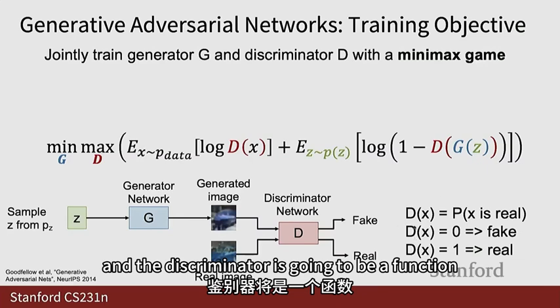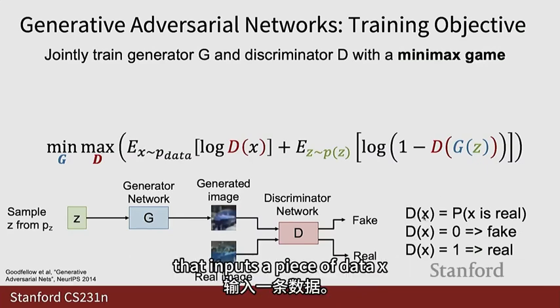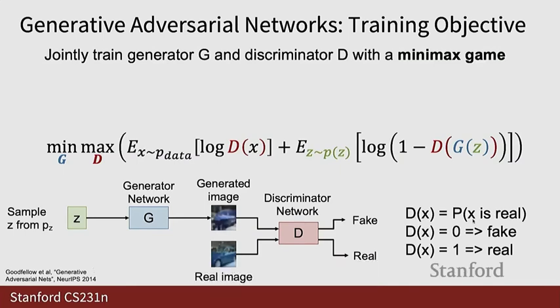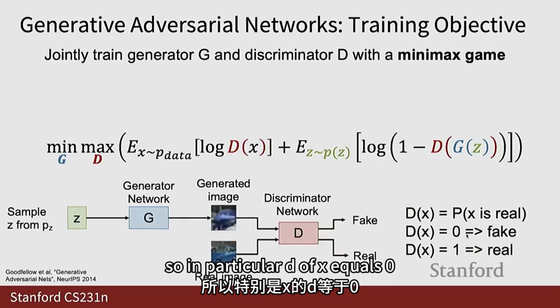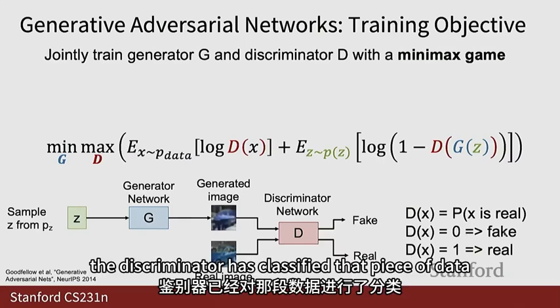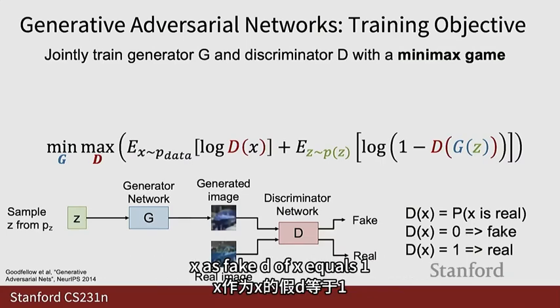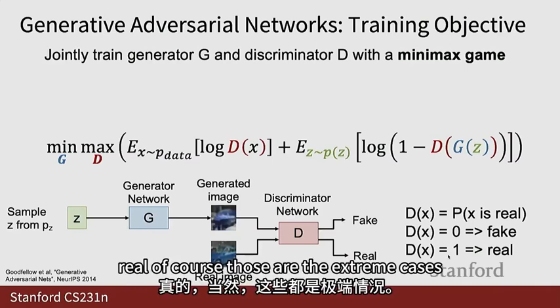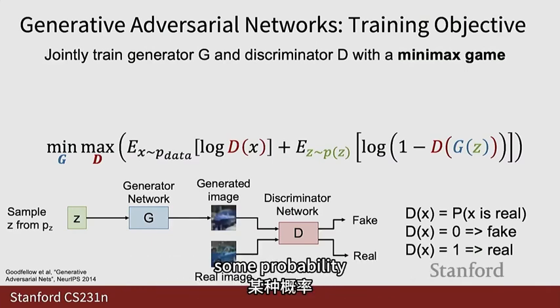And the discriminator is going to be a function that inputs a piece of data x and outputs the probability that that data is real. So in particular, D of x equals 0 means that the discriminator has classified that piece of data x as fake. D of x equals 1 means that the discriminator has classified that piece of data as real. Of course, those are the extreme cases. The discriminator in practice will output some probability that gives you a soft version in between those two decisions.